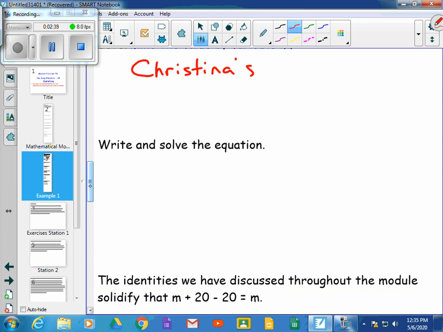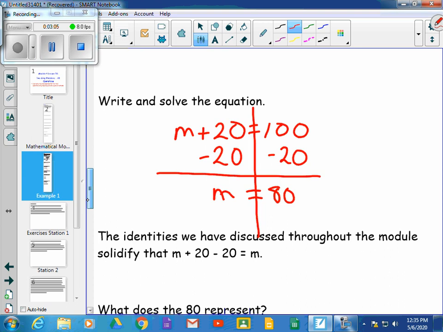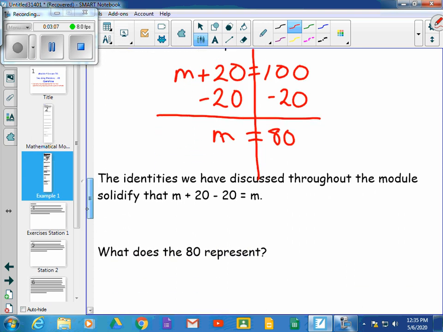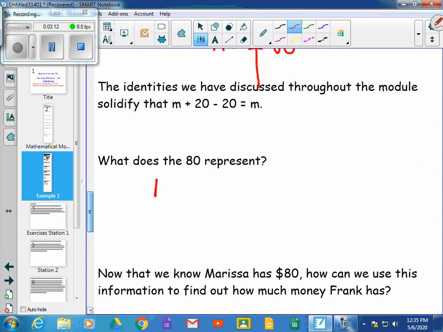The equation that we're going to write from it would be M plus 20 equals 100. We have Marissa's money plus $20 equals 100. We're going to solve it algebraically by getting the M by itself. Do the same thing to both sides, and we have M equals $80. That tells us that Marissa has $80. What does the 80 represent? That represents Marissa's money.